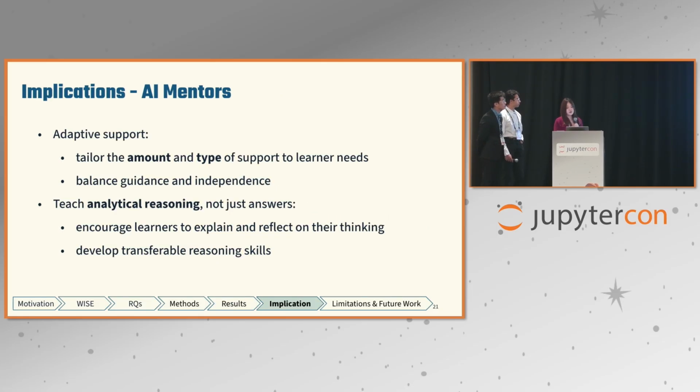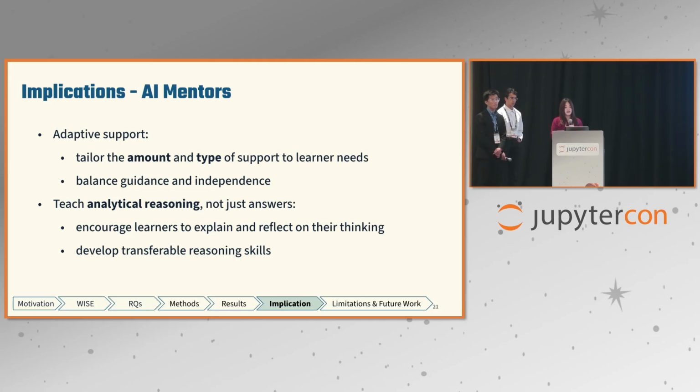So what can we take away from this study? First, AI mentor tools likewise should mirror the adaptive nature of human experts. So when we talk about adaptive support here, we mean being able to adjust the type and the level of help based on what each learner needs in that moment. The key is knowing when to step in to help the learners and when to step back and encourage some self-reflection.